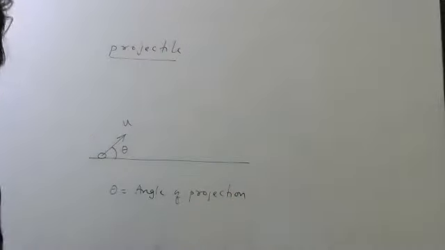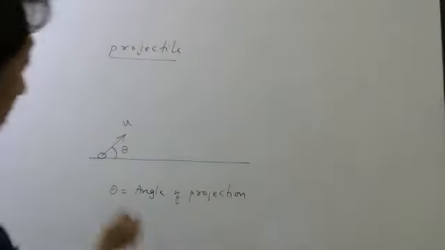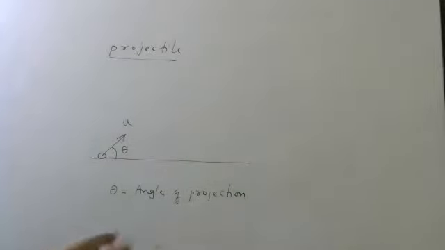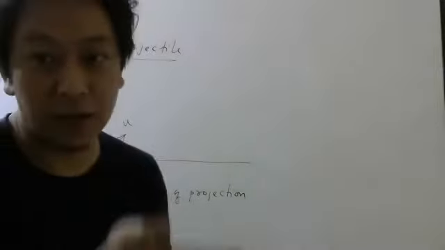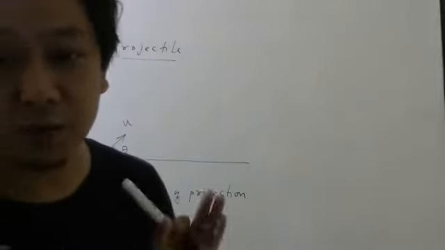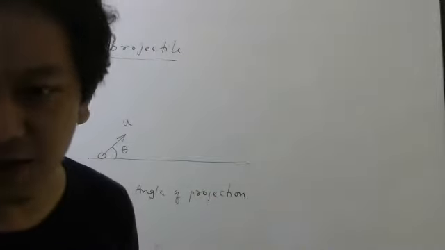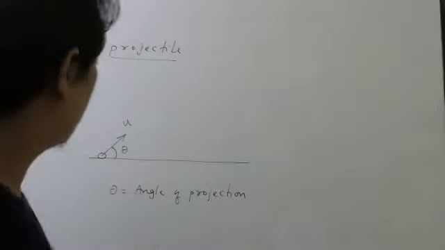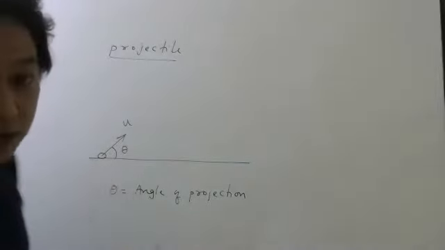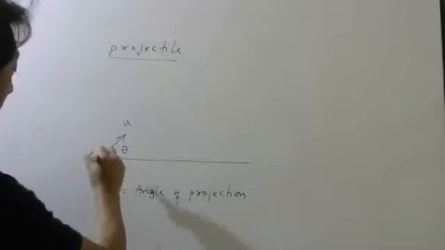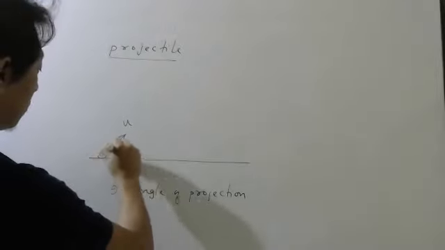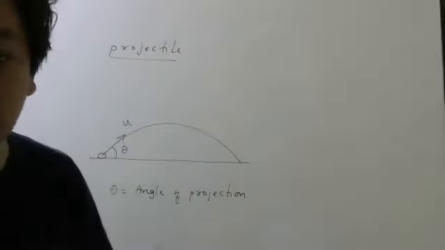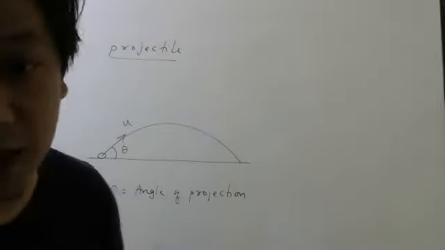Now, if the angle of projection is 90 degree, then it will simply go up and down. Then it will be 1D motion. 1D motion we are not interested. We have already covered. We are interested in 2D motion. So we will throw at some angle which is not 90 degree. Then the path of the body will be like this. Parabolic path.